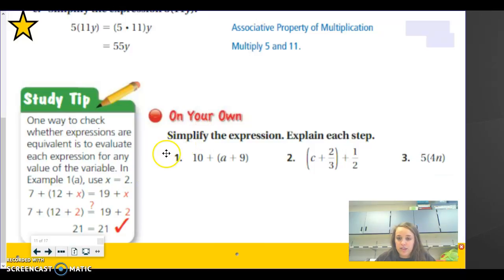So let's simplify these three expressions. Start with the first one here and try that on your own. You're going to use the associative property and the commutative property.